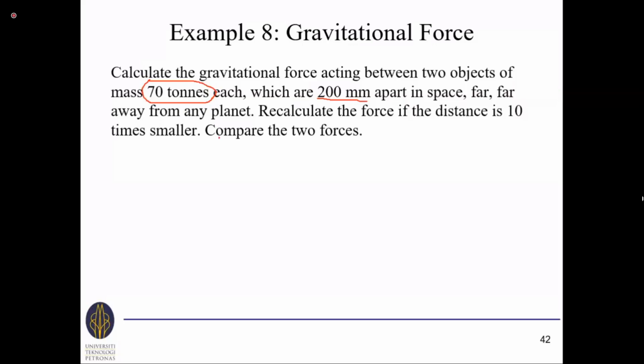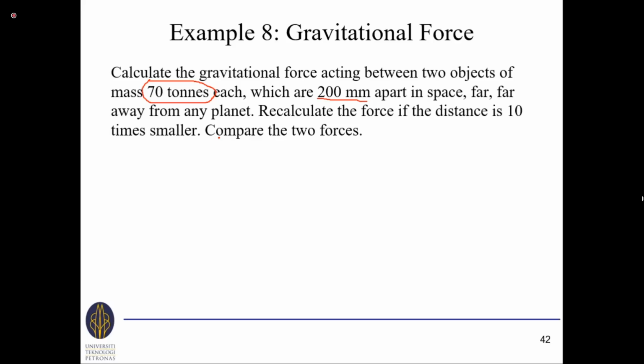In this case, they are far away from any planets. When they are far away from any planets, they are not being pulled by the gravity of any planets. So that means you are calculating the gravitational force only between these two objects. The two objects have the same mass, but for the distance between them you have to calculate twice. First, when the distance is 200 millimeters, and then the second time you recalculate when the distance is 10 times smaller. It should be 20 millimeters.